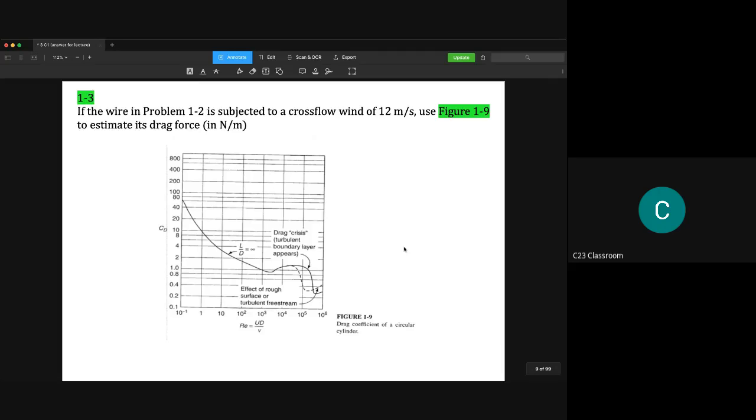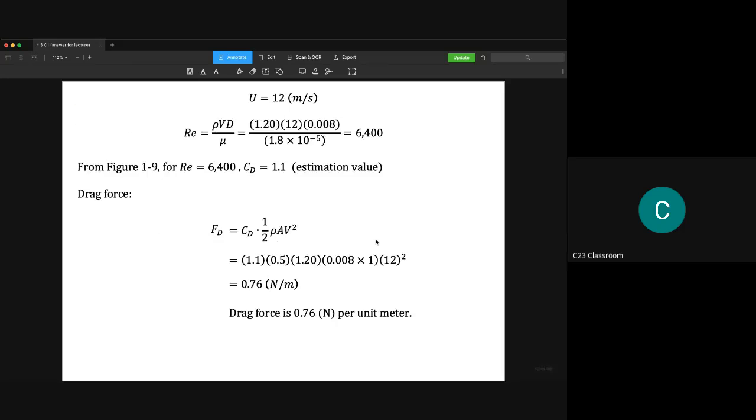Okay, so we move to question 1.3. So let's say we have the wire stated in problem 1.2 and the crosswind is now about 12 meters per second, and then we need to calculate the drag force by using this figure. This figure is showing the drag coefficient of a circular cylinder. So the answer is like this.